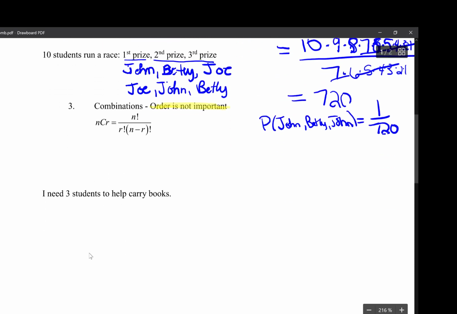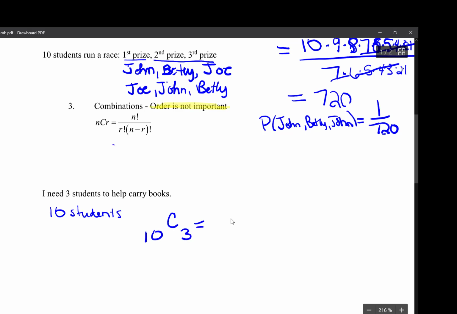Okay, now combinations, the order doesn't matter. So let's say I asked John, Betty, and Joe, 3 students, to help me carry books. It doesn't matter if I ask John first or Joe first. It's the same group. You only count that once. So you can see combinations would be smaller than permutations. So let's say I have 10 students and I ask 3 of them to help me carry books. This would be 10 combination 3.